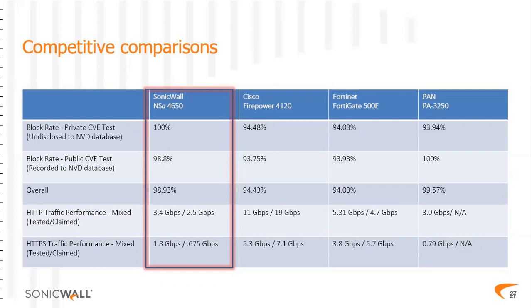While for the public CVE test block rate, SonicWall is up to 98.8. So the overall is 98.93 for SonicWall firewall.